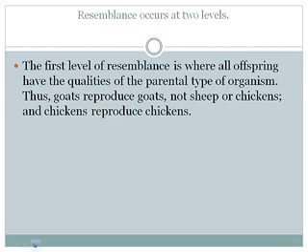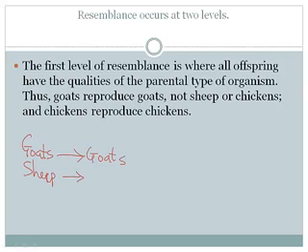What we are saying here in essence about resemblance is that if we want to rear goats, goats produce their kind, because goats produce goats. And if we want to rear sheep, sheep reproduce their type, so sheep reproduce sheep. So that's the first level of resemblance, where the qualities of the parents also occur in the young ones.